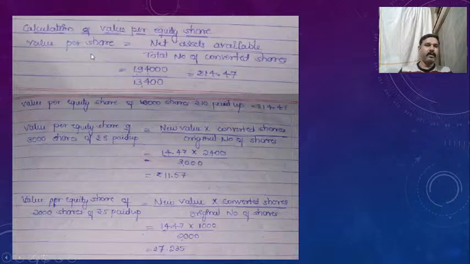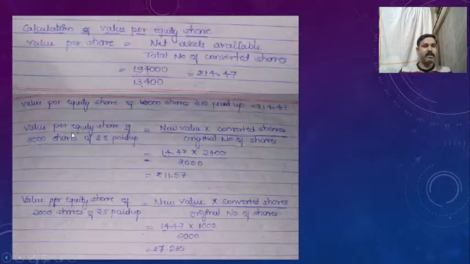Then you have to calculate the value per share. Value per equity share equals net assets available divided by total number of converted shares: 1,94,000 divided by 13,400, that is 14.47, the value per share. After that, according to the types of shares given, we have to find the value of the shares. So the value per equity share of 10,000 shares at rupees 10 paid up is original only, 14.47. Those who paid 10 rupees have a share value of 14.47.